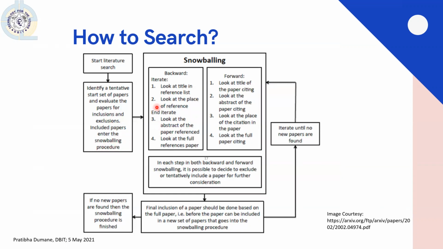Snowballing can be either backward or forward. Backward snowballing is from the reference lists, while forward snowballing is finding citations to the papers. In each step, in both backward and forward snowballing, it is possible to decide to exclude or tentatively include a paper for further consideration.